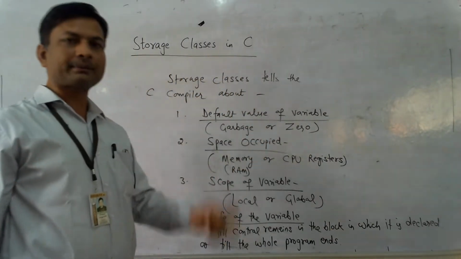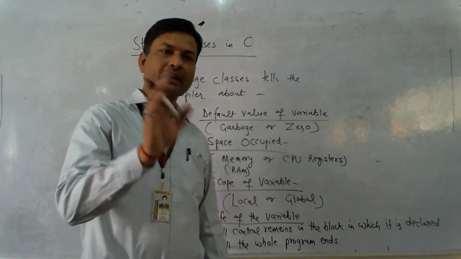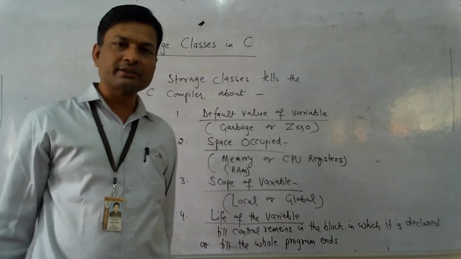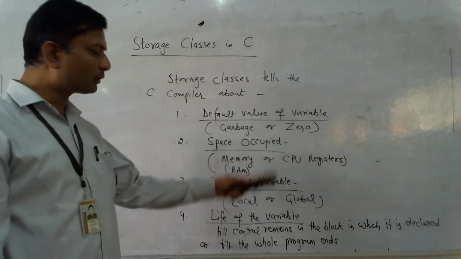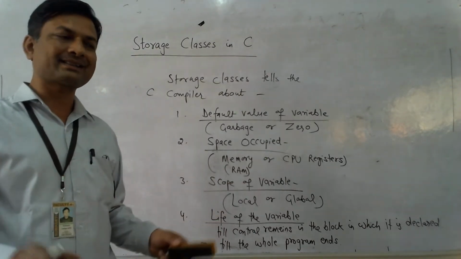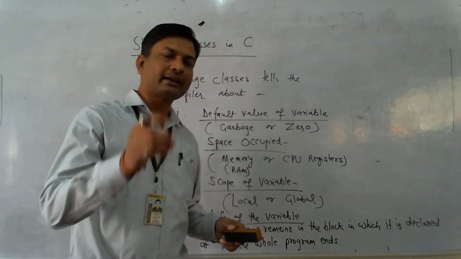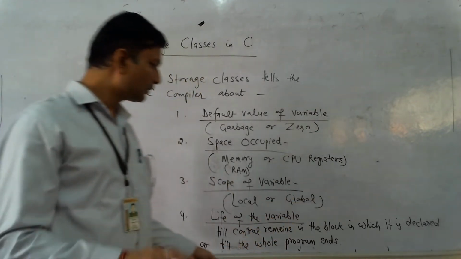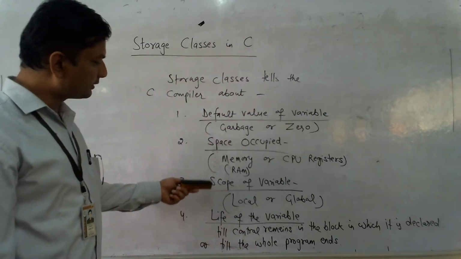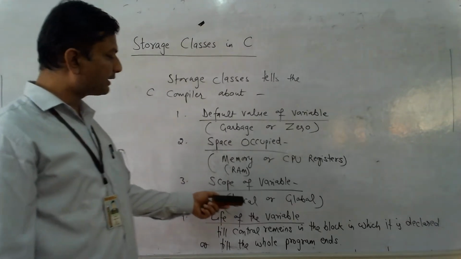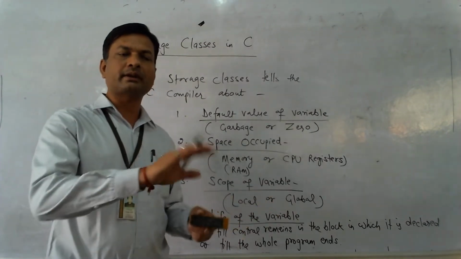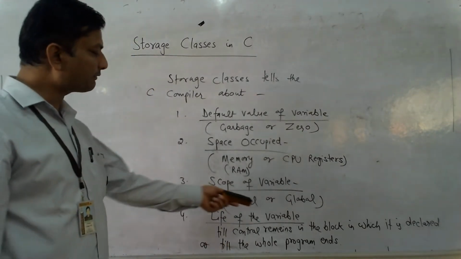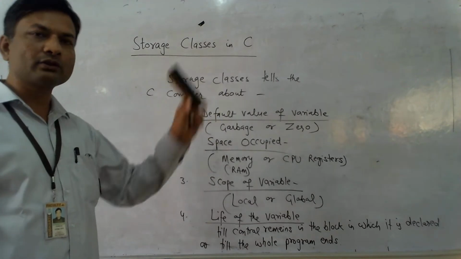So there are two types of life. A variable can exist till control remains in the block in which it is declared, or till the whole program ends. As soon as we terminate our program, the variable will cease to exist. Like I told you earlier, we will discuss local and global scope when we discuss storage classes one by one. Similarly, life will be discussed along with those storage classes.